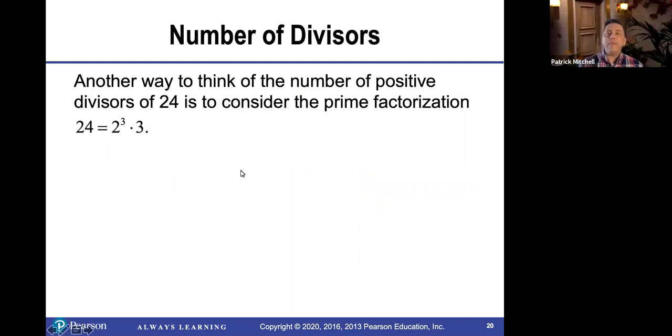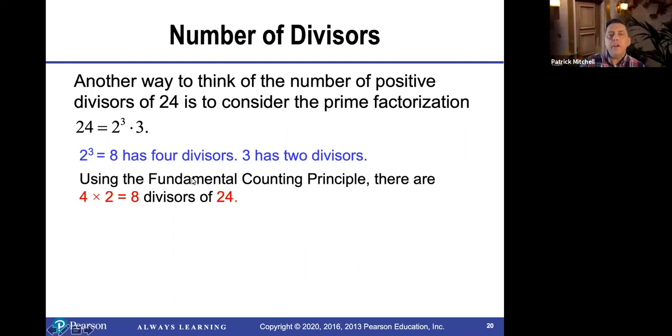Another way to think of the number of positive divisors of 24 is to consider the prime factorization, which is 2 to the third times 3. 2 to the third, which is 8, has 4 divisors, 1, 2, 4, and 8. 3 is a prime number, so it has 2 divisors. Using the fundamental counting principle, that means there are 4 times 2 equals 8 divisors of 24.